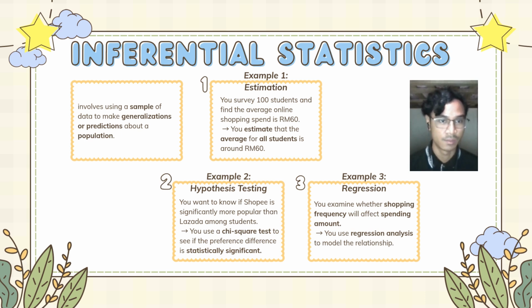Then example number two, I want to know if Shopee is significantly more popular than Lazada among students. I use a chi-square test to see if preference difference is statistically significant. And lastly, example number three, you examine whether shopping frequency will affect spending amount. You use a regression analysis to make the model of the relationship.